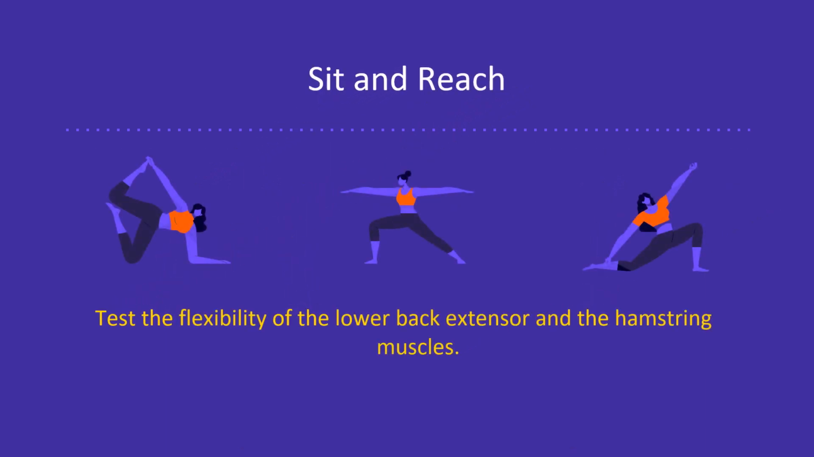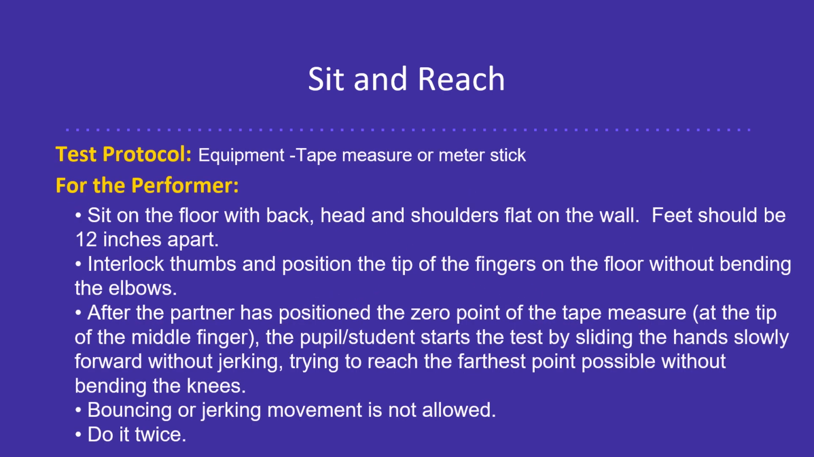The next test is sit and reach. Sit and reach tests the flexibility of the lower back extensor and the hamstring muscle. For the equipment, we need tape measure or meter stick. For the performer, sit on the floor with back, head, and shoulder flat on the wall. Feet should be 12 inches apart. Interlock thumbs and position the tip of the fingers on the floor without bending the elbows.